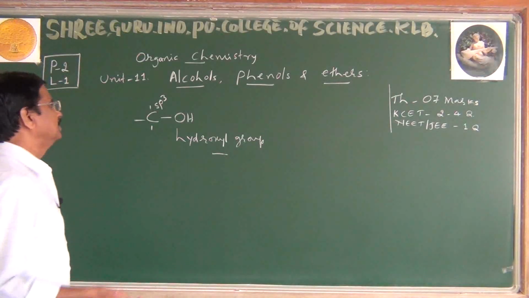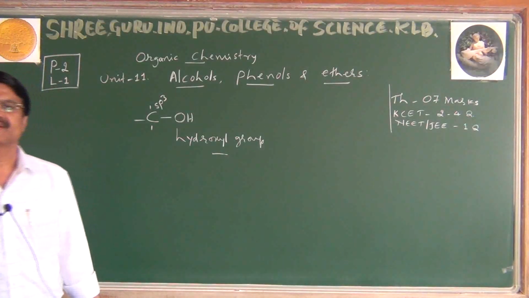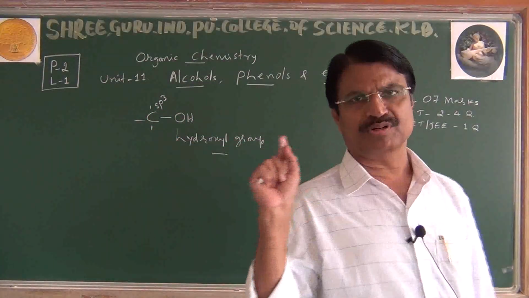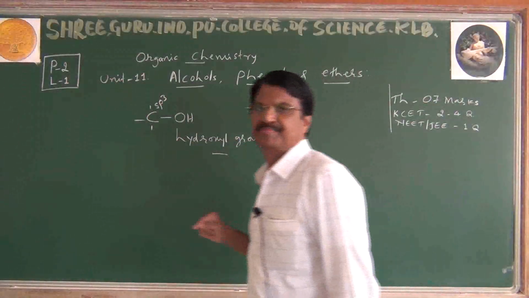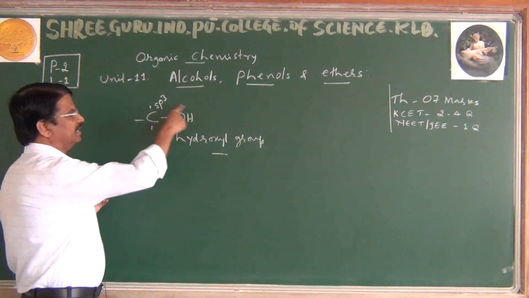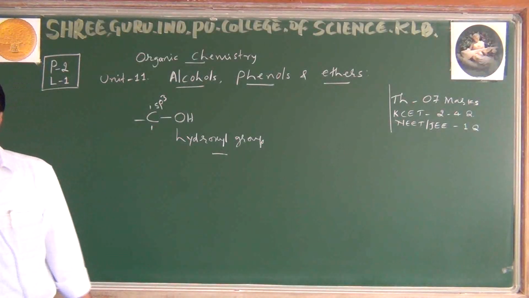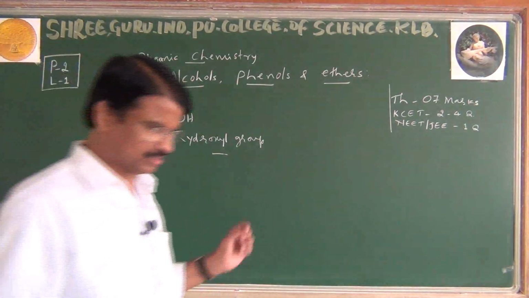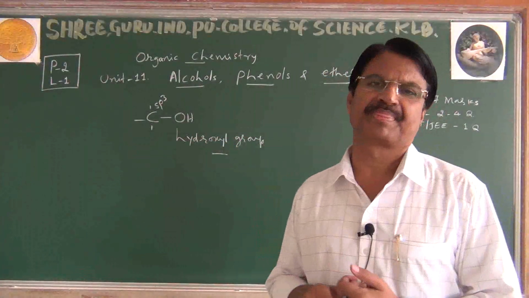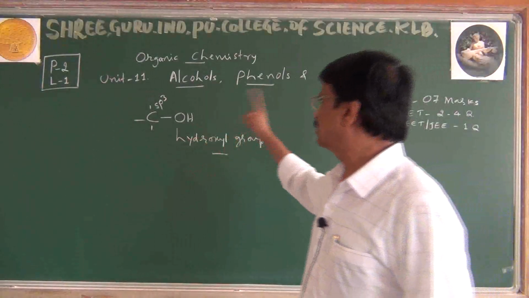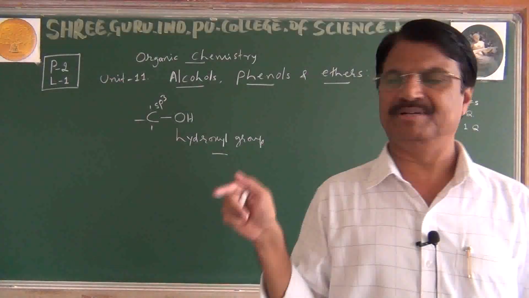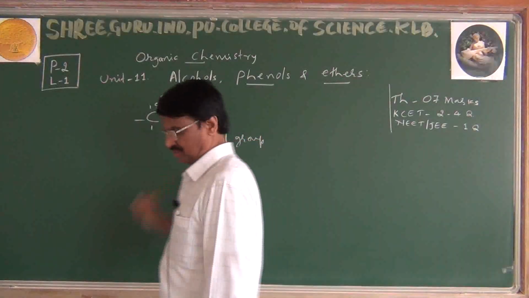Alcohols are derivatives of hydrocarbons. They are obtained by replacing one or more hydrogen atoms of the hydrocarbon by a hydroxyl group, or we can say hydroxy derivatives of hydrocarbons in which one or more hydrogen atoms of a hydrocarbon are replaced by a hydroxyl group. The hydroxyl group is linked with an sp3 hybridized carbon or saturated carbon, and such compounds are called alcohols.